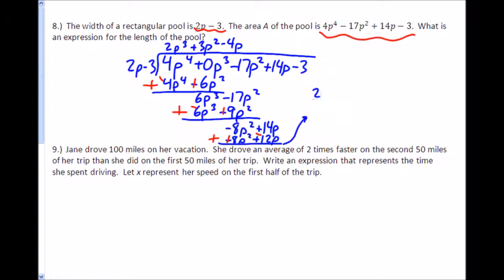Oh, not ready for that line yet. And now I'd start the process over. 2p times a 1 will give me a 2p minus 3. And now I subtract, same as adding the opposite. That gives me a 0.